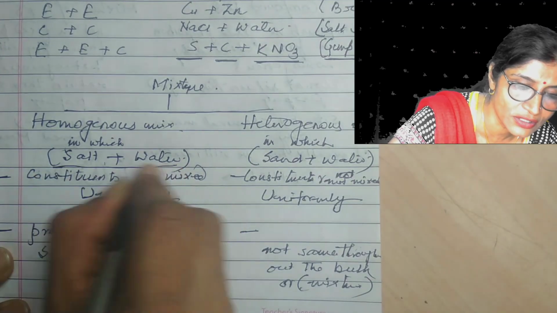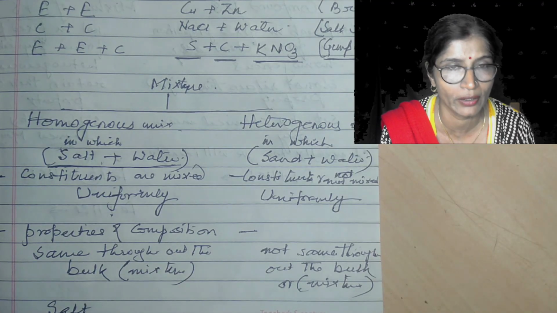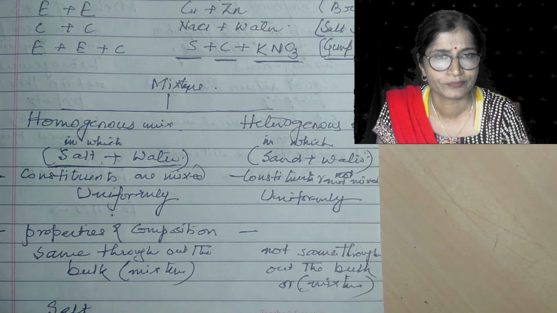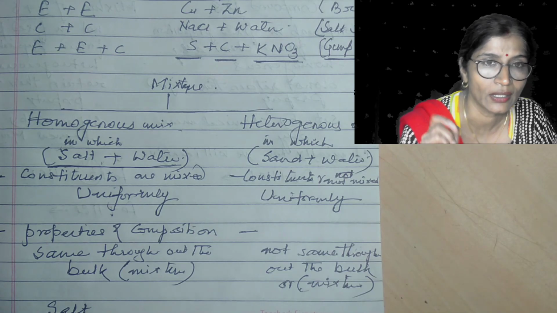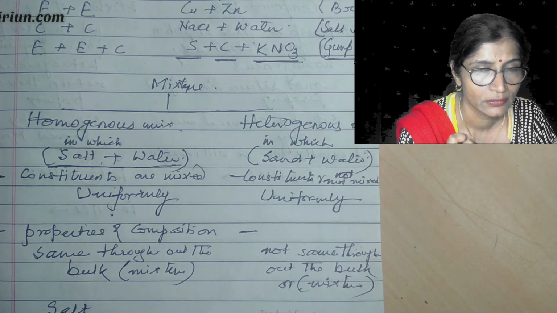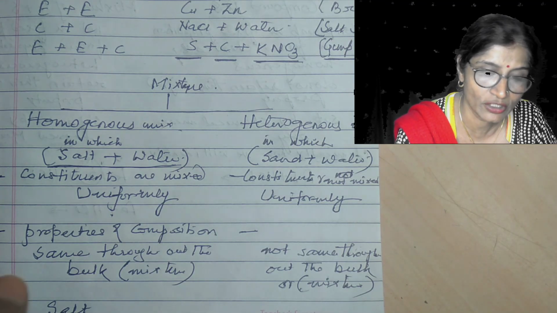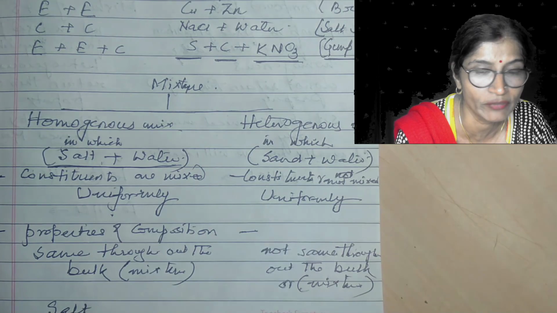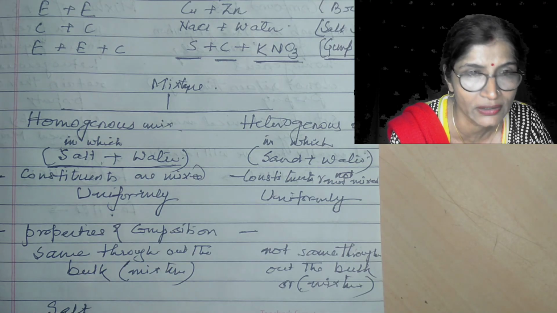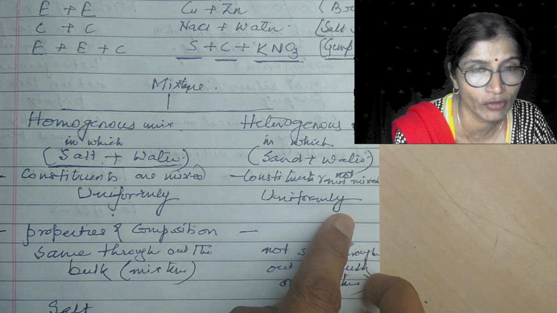Homogeneous means it is a uniform mixture. The constituents are mixed uniformly. Uniformly means suppose you mix salt with water, and after that you test the salt solution from the bottom of the glass, or you test the salt solution from the top of the glass. The taste will be the same. It means the mixture is uniform. But when you mix sand and water, somewhere you will see sand particles are more, somewhere you will observe that the sand particles are less within the mixture. So here the constituents of the mixture are not uniformly mixed.